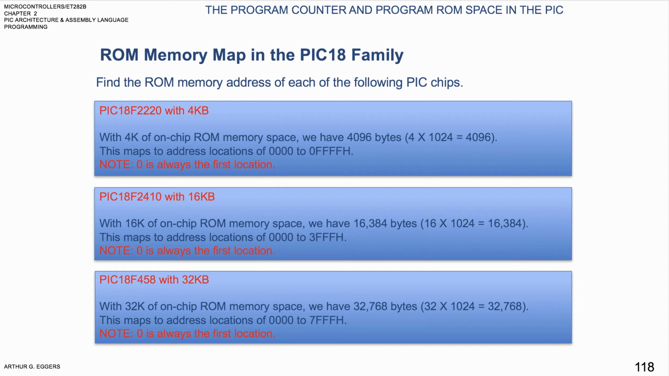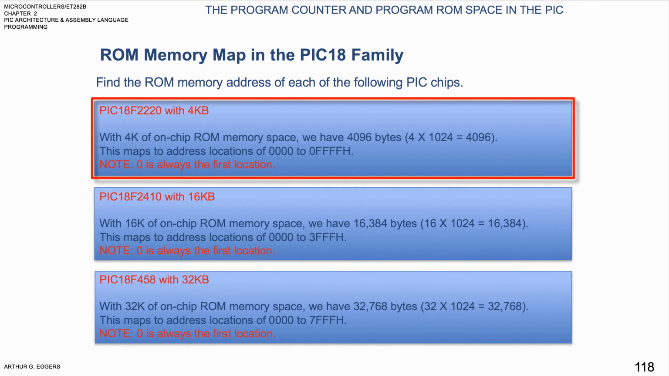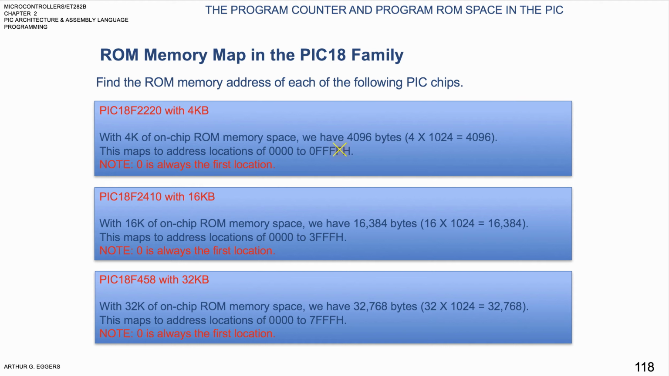If we take a look at this example, it asks us to find the ROM memory address for each of the following PIC chips. So in the first one, the PIC-18F2220 with 4K of space, with the 4K of on-chip ROM memory space, we have 4096 bytes, or 4 times 2 to the 10. This maps to address locations 0000 to 0FFFH. Okay, there's actually one too many F's in there. Notice that 0 is always the first location.